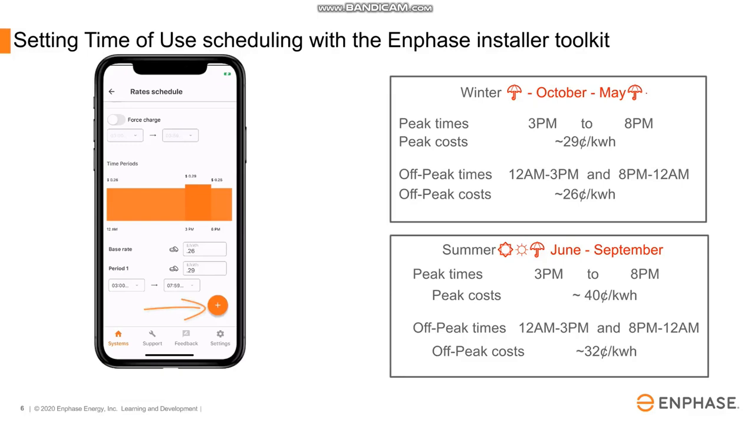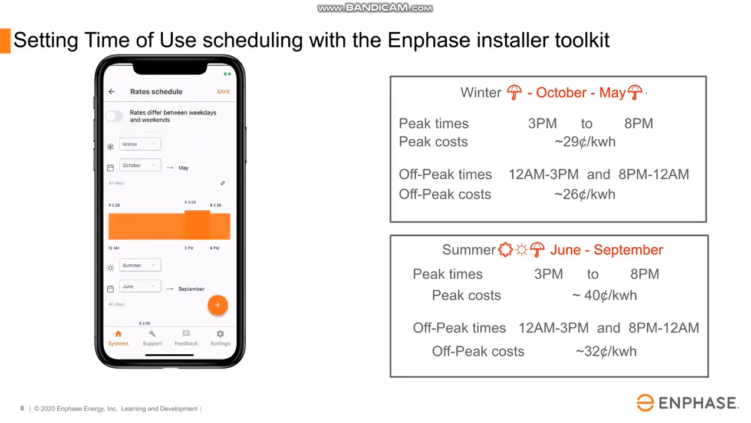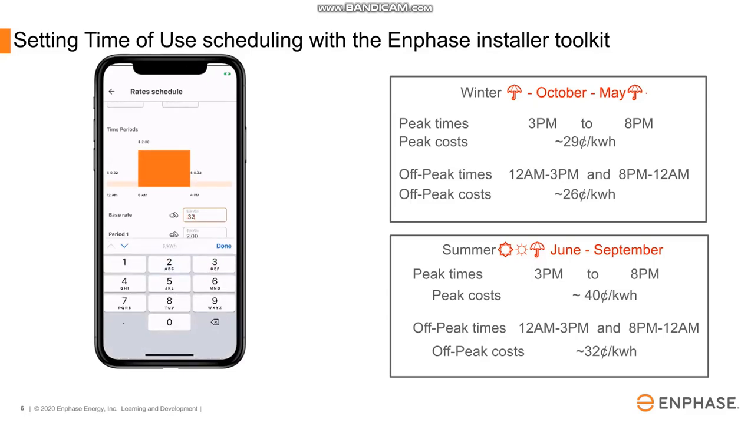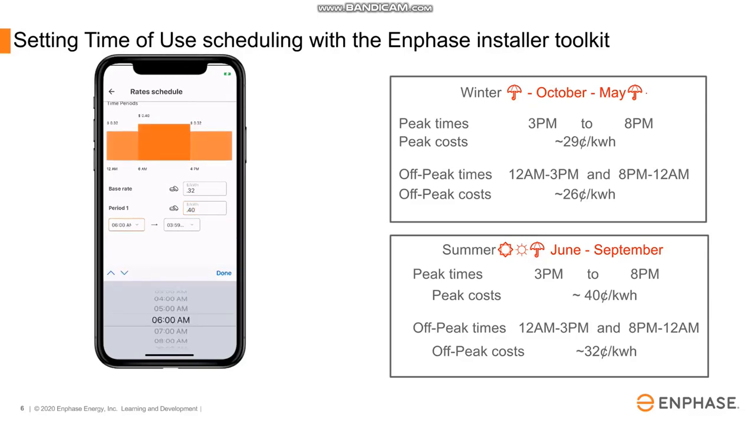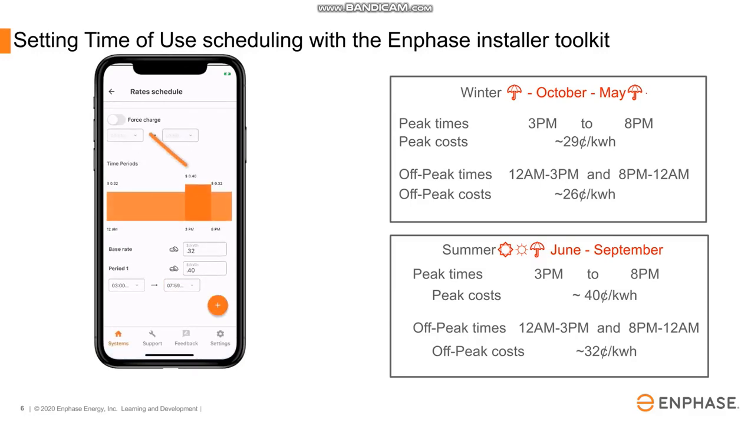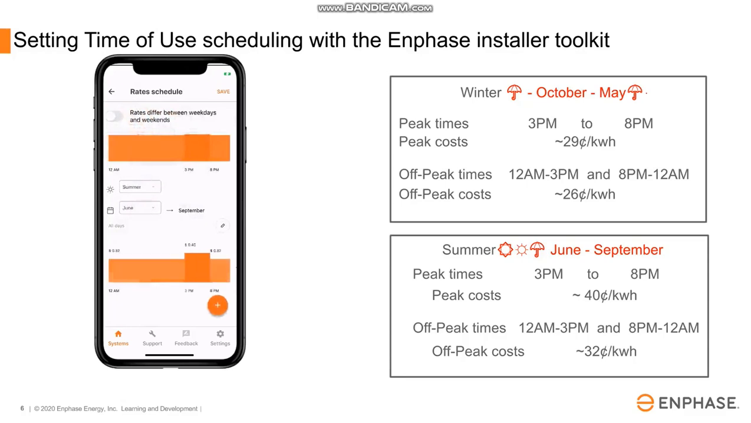Once complete, tap the back arrow at the top of the screen to go back to the main rates page and repeat the process to configure the next season, summer. Set the base rate. In this example, the base rate for summer is 32 cents. Set the Period 1 rate. In this example, the Period 1 rate is 40 cents. Set the time for peak period. In this example, it is 3 p.m. to 8 p.m. Once all settings are complete, tap the back arrow and tap Save to save the configuration.